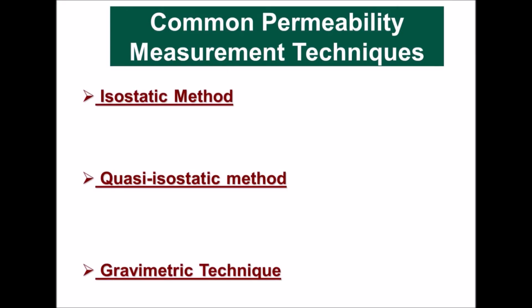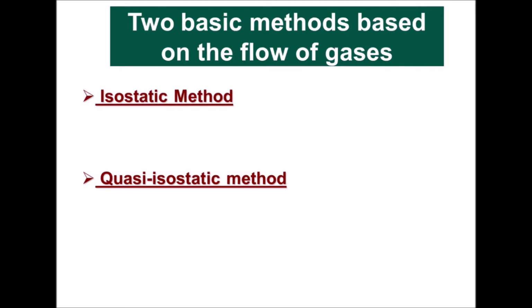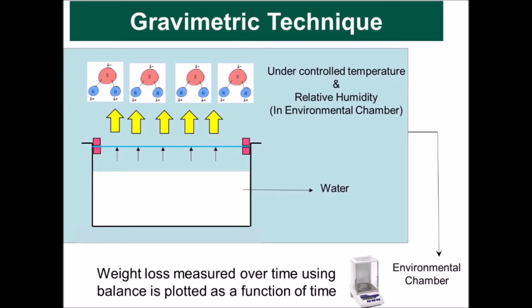Various different methodologies can be used to measure the transmission rate of permeants through a polymeric material. Isostatic, quasi-isostatic, and gravimetric techniques are three popular techniques used in packaging applications. Isostatic and quasi-isostatic methodologies differ in the way the gas flow is maintained on the carrier gas side. In the gravimetric technique, weight gain or weight loss is measured as a function of time.